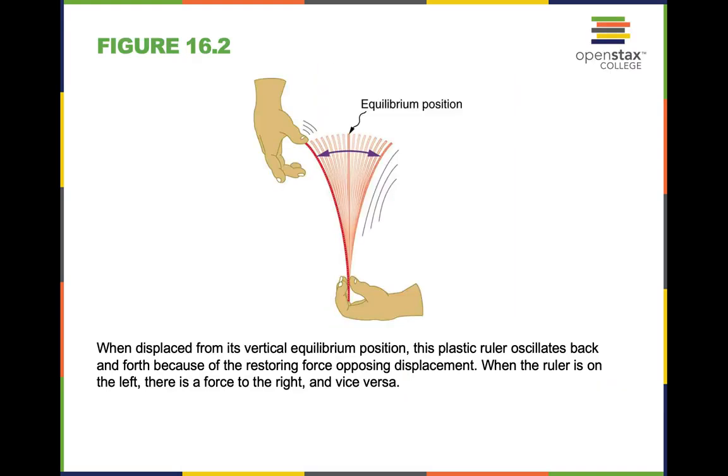So for figure 16.2, we have the displacement from the equilibrium position. When displaced from its vertical equilibrium position, this plastic ruler oscillates back and forth because of a restoring force opposing displacement. When the ruler is on the left, there is a force on the right, and vice versa. Whenever the ruler is on the right, there's a force trying to pull it back to its equilibrium position. And we know that the ruler's not going to just come right back to it. It's going to oscillate back and forth, less and less, until it's right there at that equilibrium position.